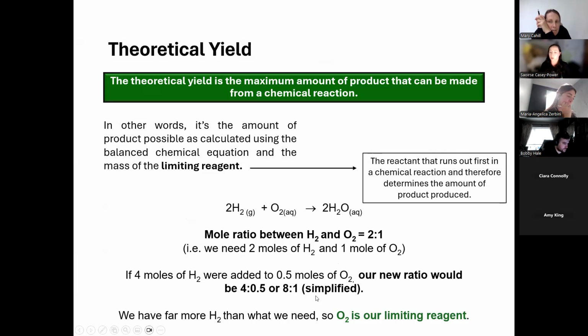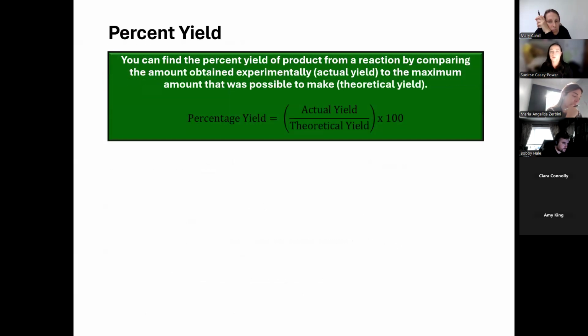I won't go too much into how we calculate that because it is a lot of mole calculations that we don't necessarily need to cover. But it's just to show you that one of the reactants will always determine how much of the product is made. Okay.